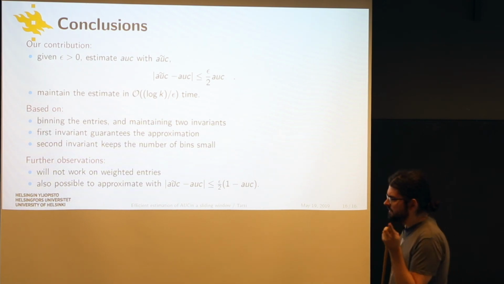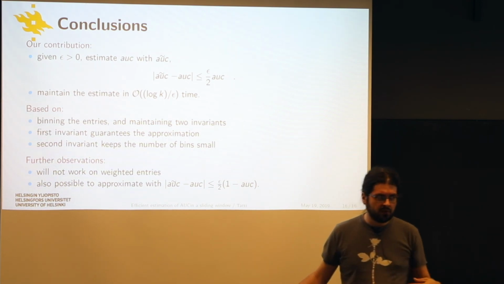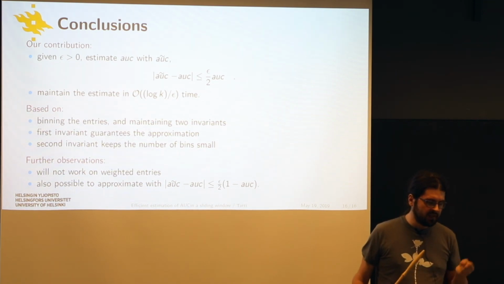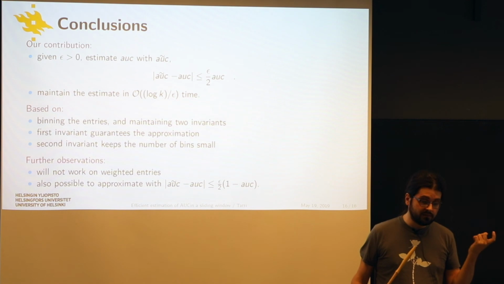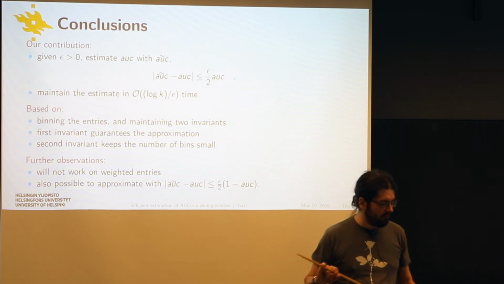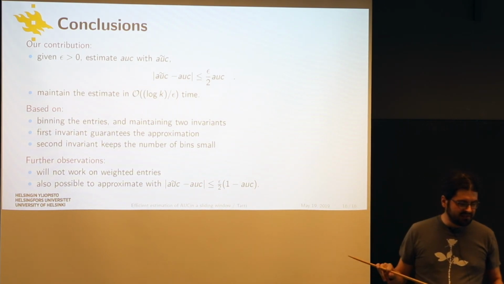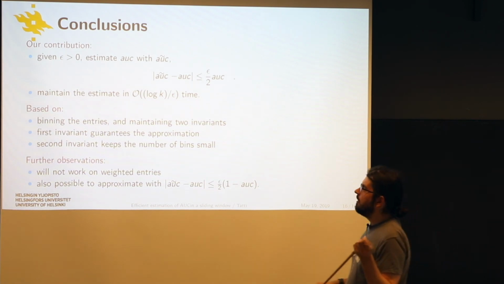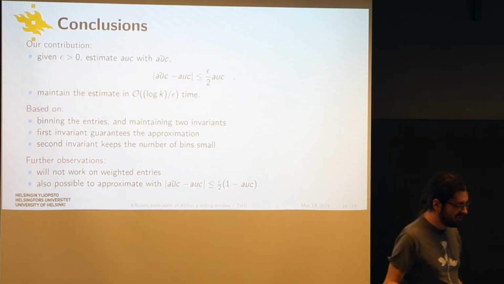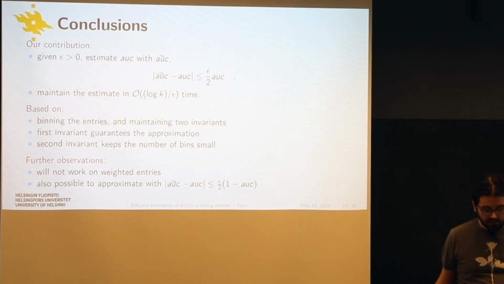Some further observations. Some of these results are based on the fact that we don't have weights on the entries, that the weights are only 1. So this technique doesn't work exactly if you have weights, but there are some tricks that you can do, and you can get log to the power of 2 k. But it's not as good. But yeah, you can do some tricks.